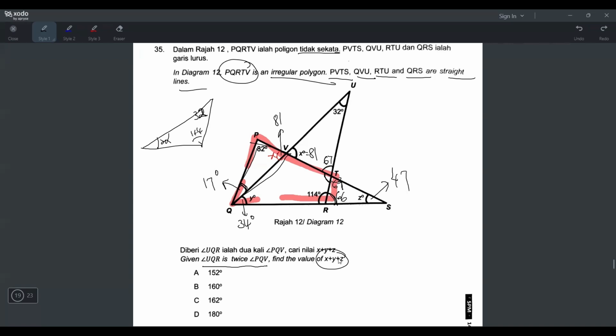Okay, finally, what is X plus Y plus Z? X is 81, okay. Y is 34, okay. Z is 47, okay. Okay, tambah semua ni. Then you get your answer. My calculator gives me 162. So, ada jawapan tak? Ada kan? So, jawapan dia 162, C. Okay, so that is the answer. Okay, sudah siap.